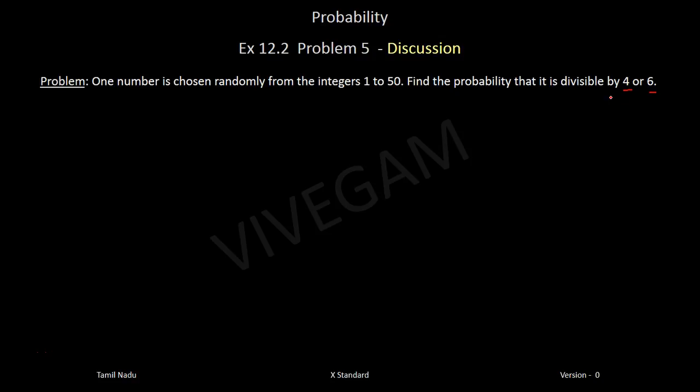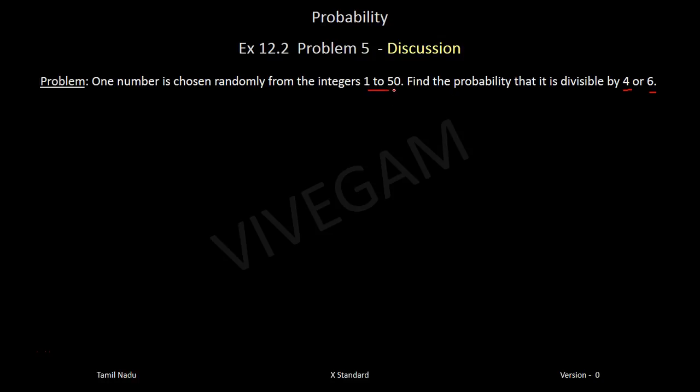So we need to calculate the probability of getting a multiple of 4, the probability of getting a multiple of 6, and then the probability of getting a number which is divisible both by 4 and 6. That is also possible, right? For example, if you happen to select 24, 24 is divisible by 4 as well as 6. Similarly, if you select 36, it is divisible by 4 and 6. Those events all pertain to A intersection B. So we have to keep in mind that we are using the addition theorem.